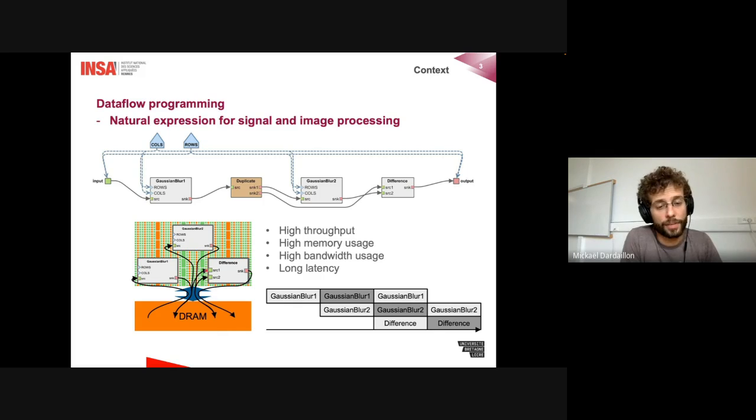The challenge by doing this computation here by always accessing the external memory is that we're going to have a high bandwidth usage and a high memory usage. This is also going to create a long latency because we have to wait for a whole computation to be over before we can start with the next step of our computation.